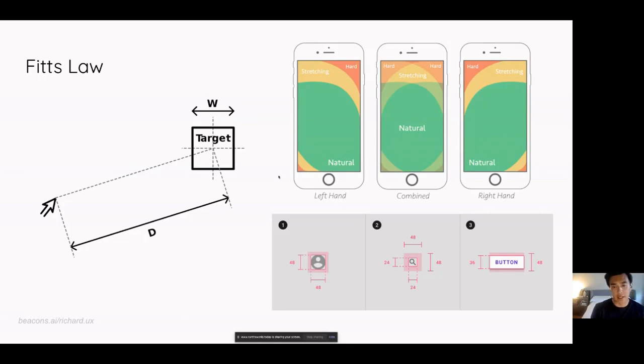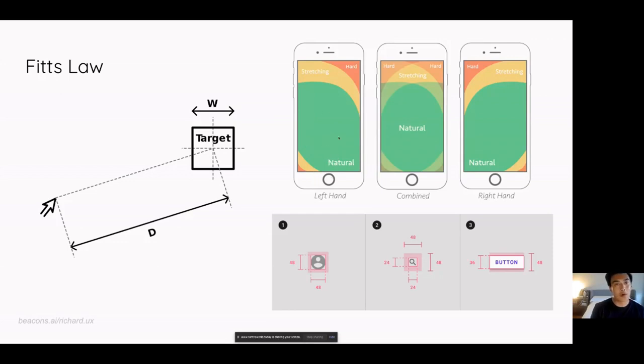You can see that the screen highlight, depending on if you're left-handed, right-handed, or both, is the easiest for you to access. The stretching elements are yellow, hard elements are red. So what this means is you should place the most commonly interacted elements within the natural hit area.